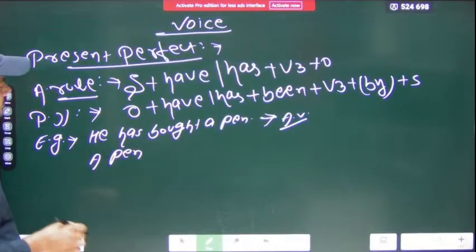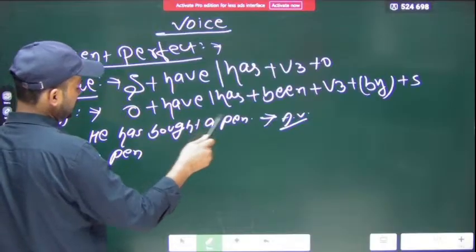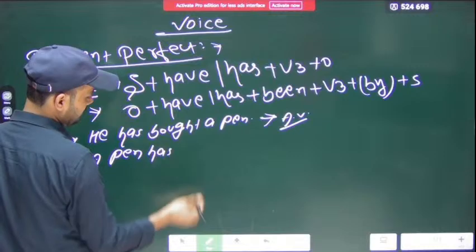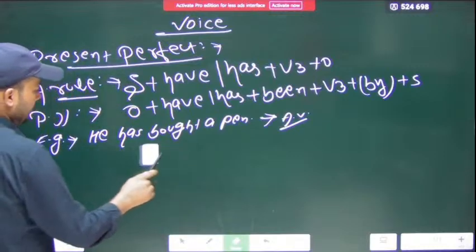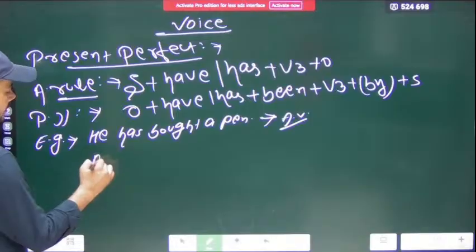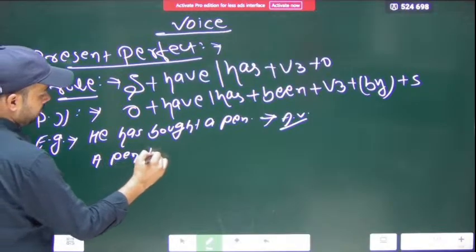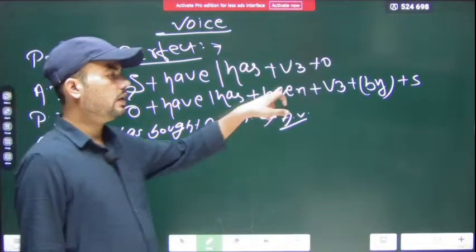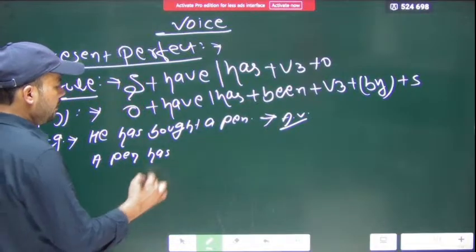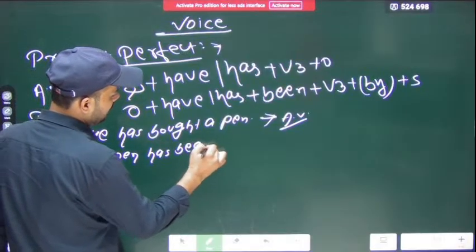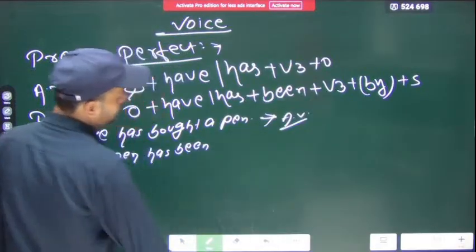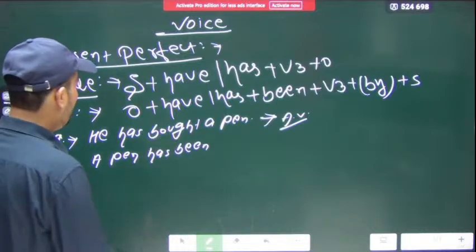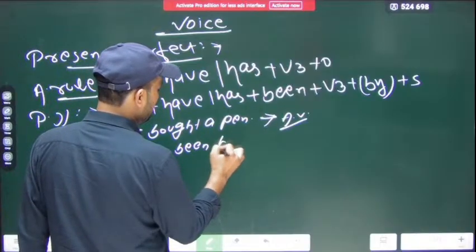After the object we have to take have or has. Pen is a singular noun, so with a singular noun we will use has. A pen has. After has we have to write been, which is a helping verb here. A pen has been. Then verb 3. What is the verb in this sentence? Bought. Bought is already in the third form. So we will write a pen has been bought.